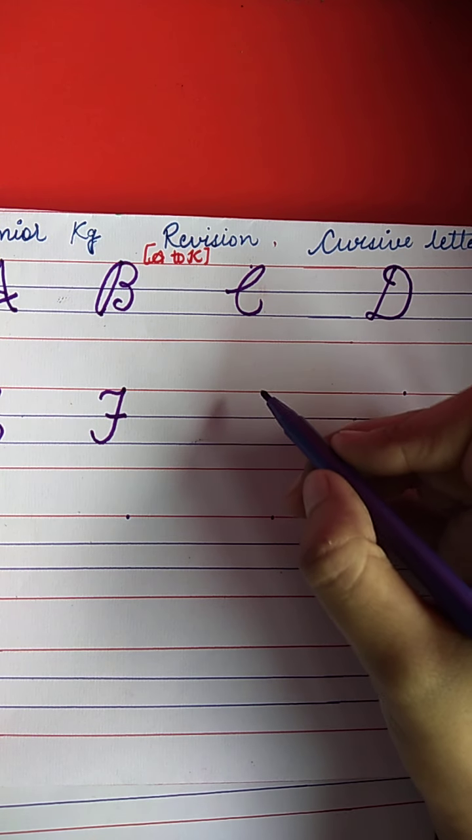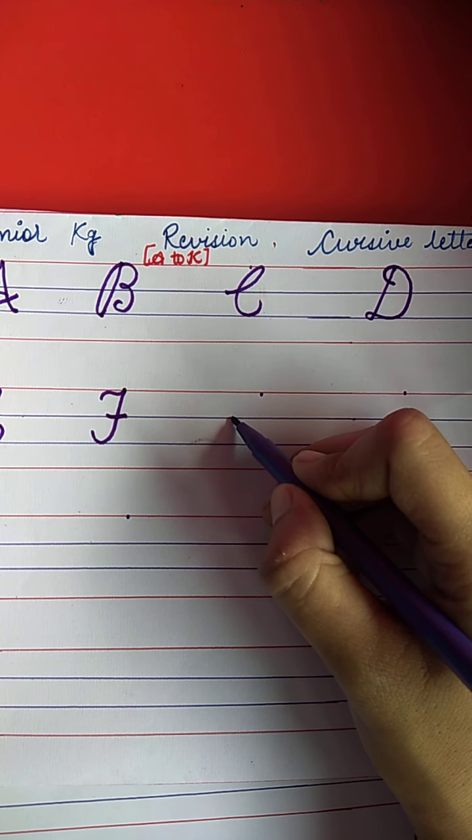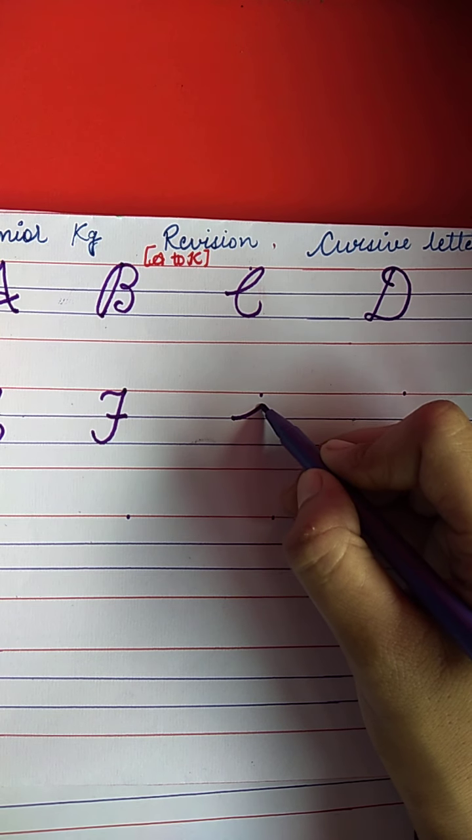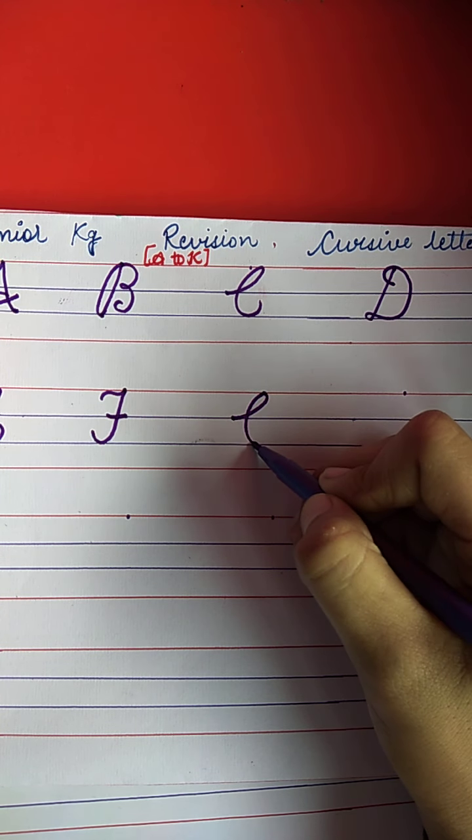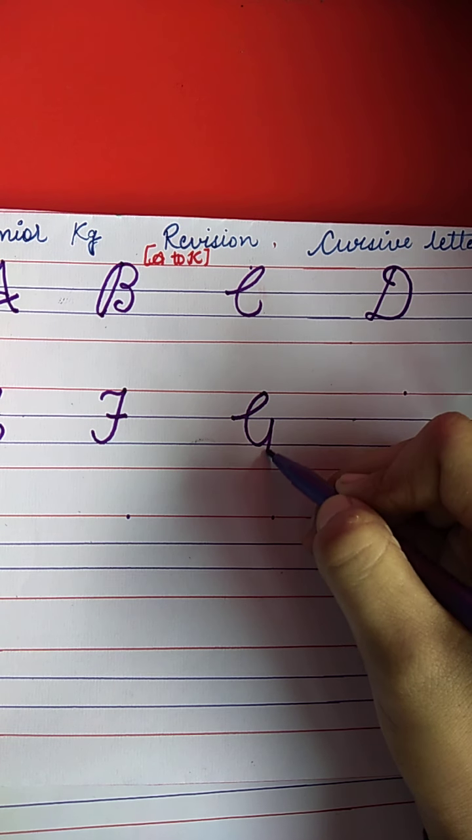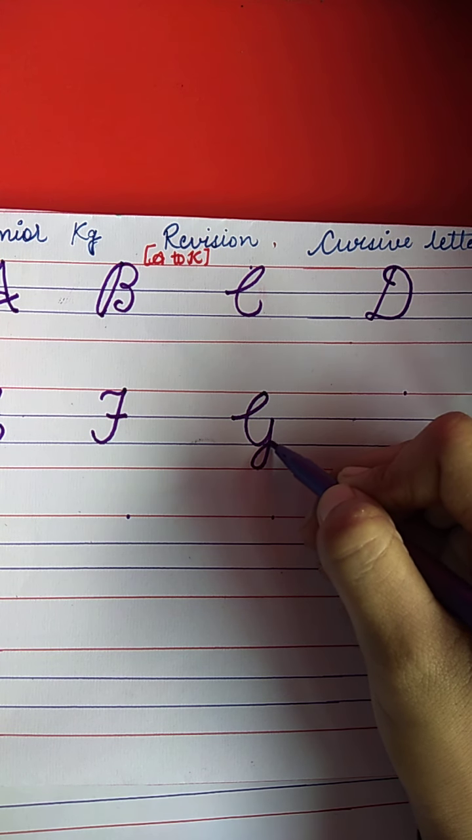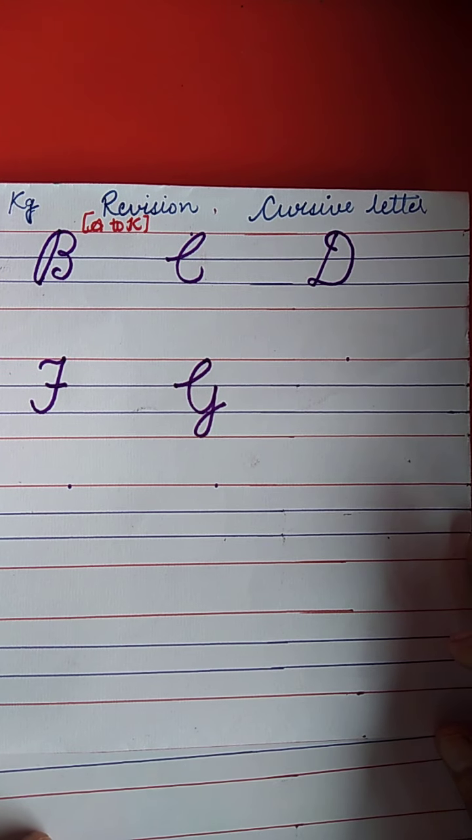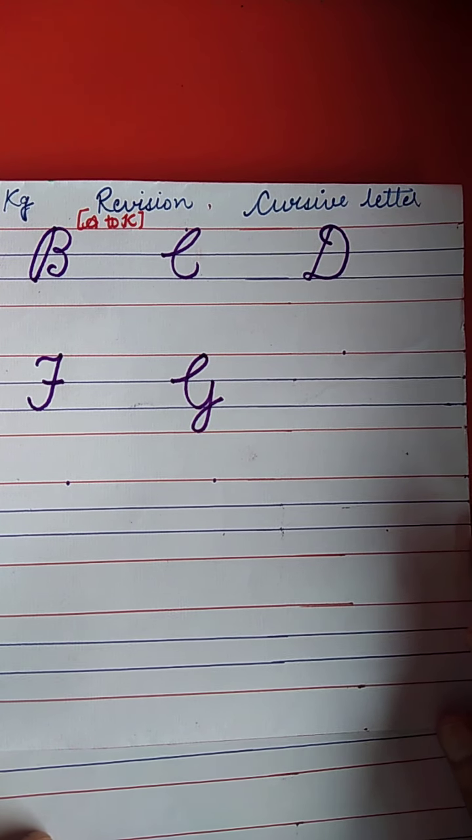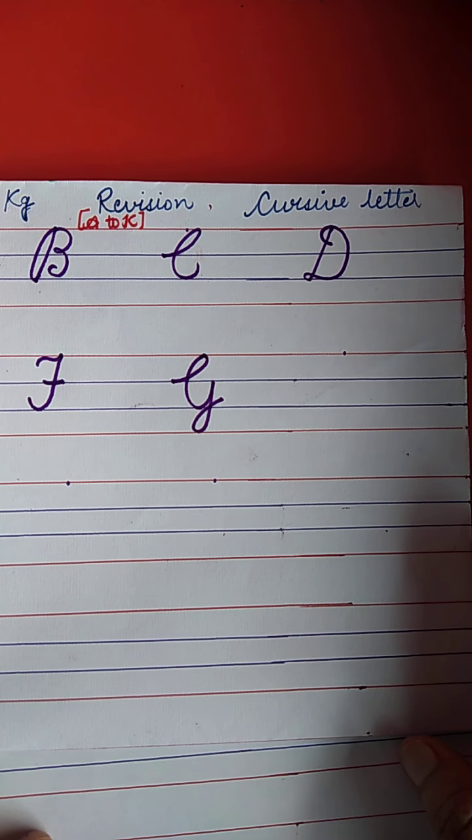Now F for fish के बाद G for grapes. Now put your pencil on a blue line, draw a curve like this, a semicircle, then slanting line, then again curve. This is letter G. G for grapes. What is the spelling of grapes? G-R-A-P-E-S, grapes.